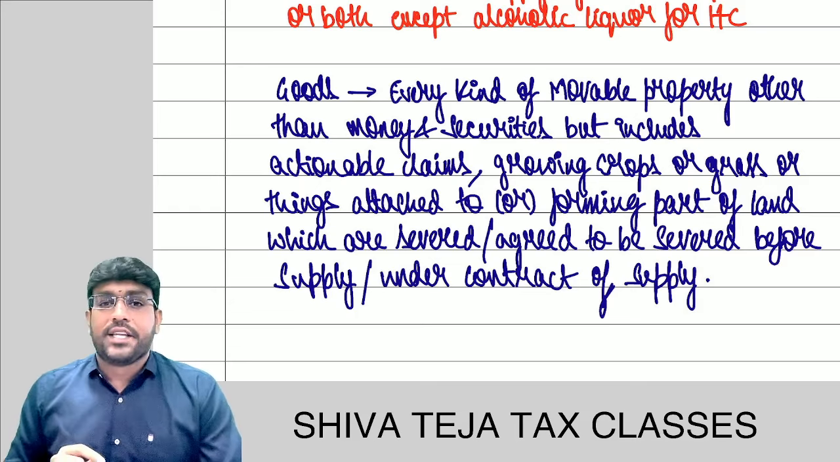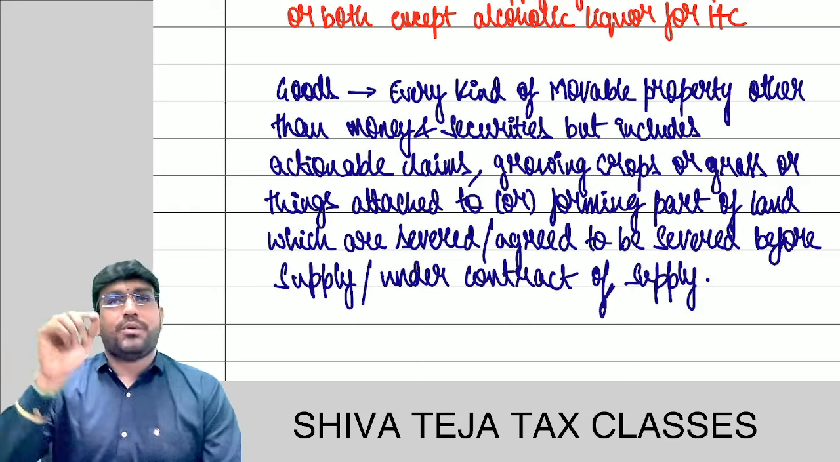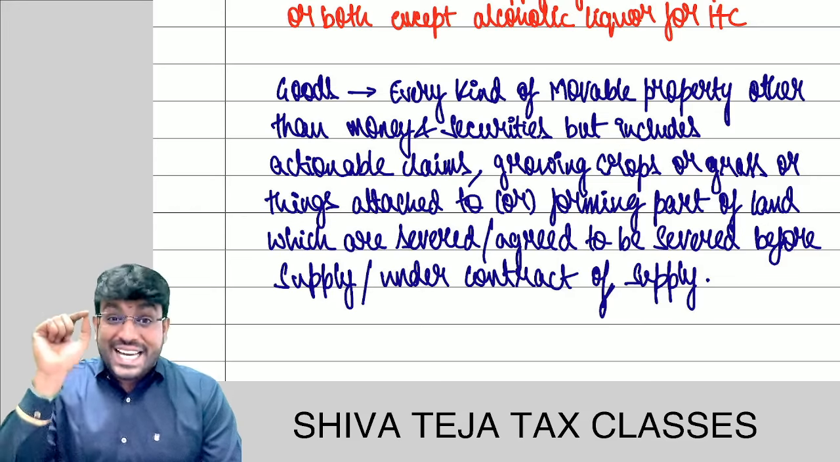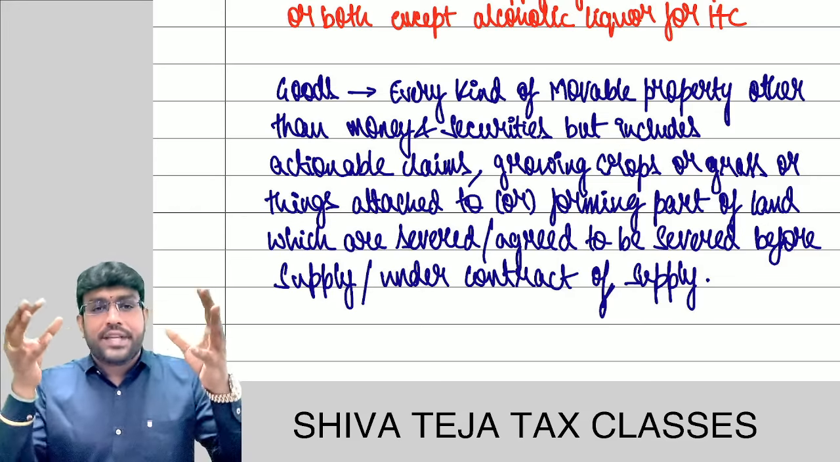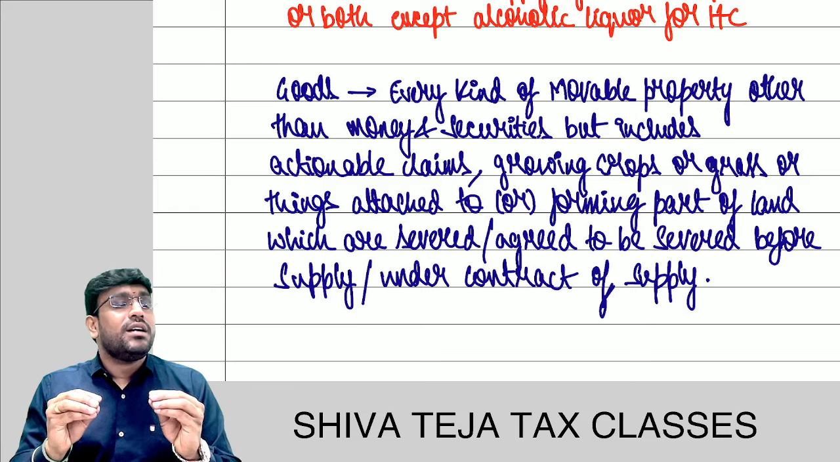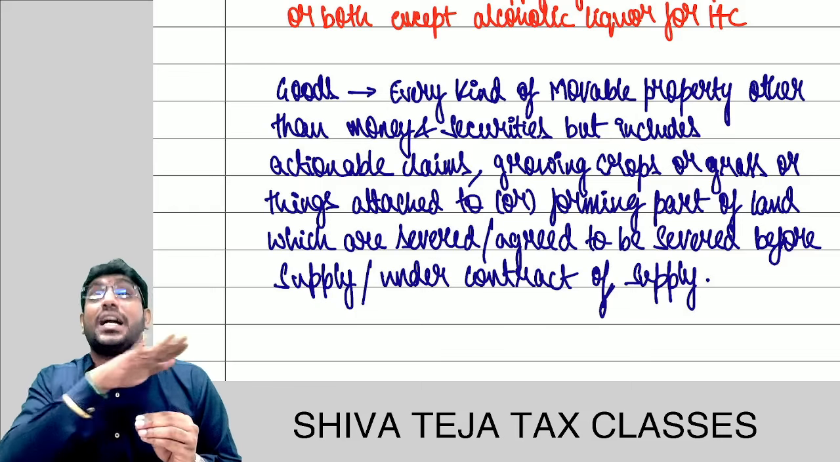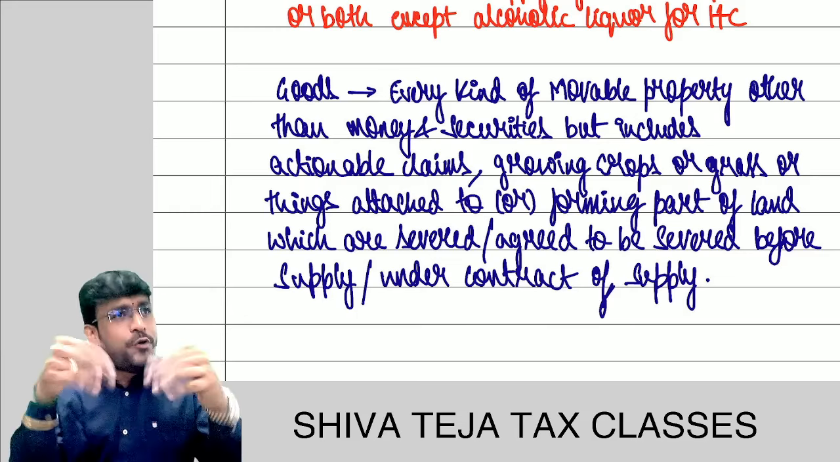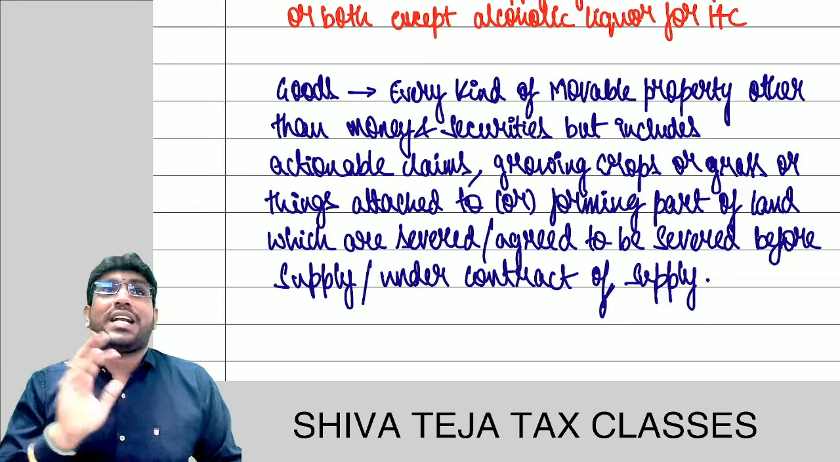Every kind of property other than money and securities, but includes actionable claims. Next line, fully we'll read. Growing crops or grass, grass means no, or things attached to or forming part of the land, which are severed. Severed means cut. Or agreed to be severed, agreed to be cut. Before supply or under contract of supply.